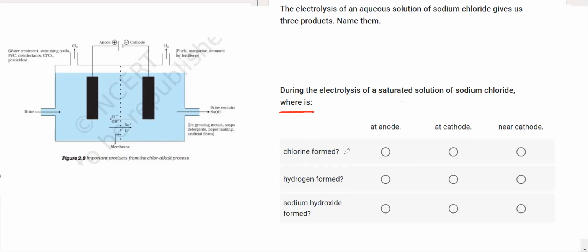They're asking where chlorine gas is formed. As you can see, chlorine gas is released at the anode. And hydrogen gas, clearly you can see in the figure, is produced at the cathode. And sodium hydroxide is produced near the cathode. So we can make the selection here: chlorine is released at the anode, hydrogen at the cathode, and sodium hydroxide near the cathode.